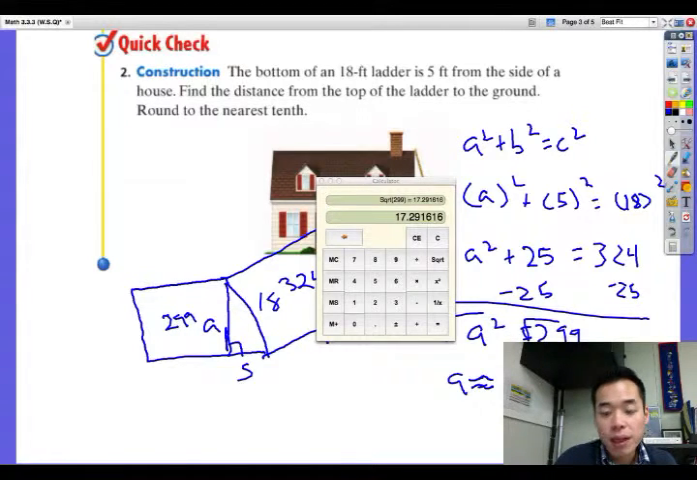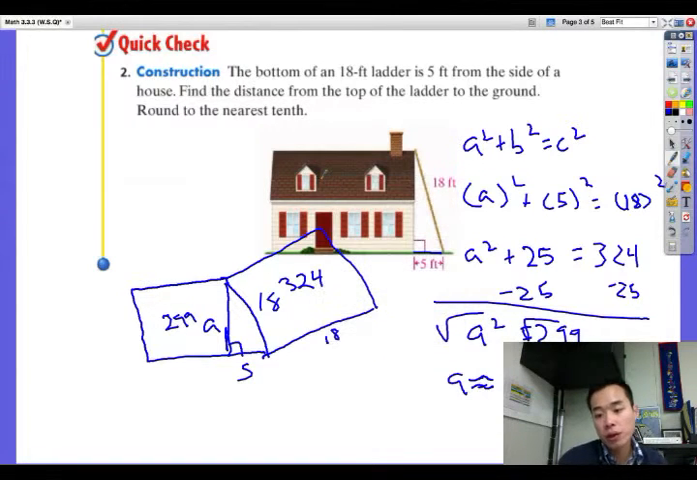17.29 feet. However, 299 is irrational because 299 is not a perfect square. So another way you can write this is you can just write A is equal to the square root of 299 feet. Both of these answers are acceptable. They're approximately. This is the approximation, and this is the exact answer. The exact answer is when you leave it in the square root form.